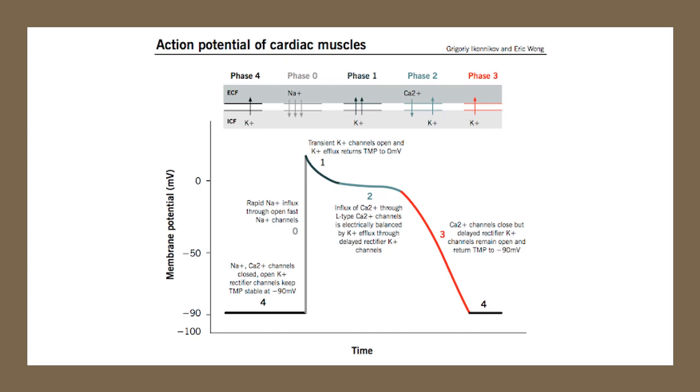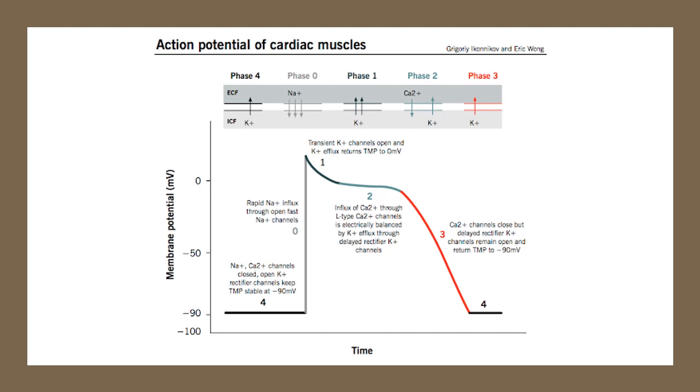Looking at this image, we can see the membrane potential starts out at about negative 90 millivolts. This is the resting potential, otherwise known as phase 4. From there, sodium starts to enter the cell through gap junctions. That begins the depolarization process. At around negative 70 millivolts, the threshold is achieved and voltage-gated sodium channels open. This is phase 0, the rapid depolarization of the cell.